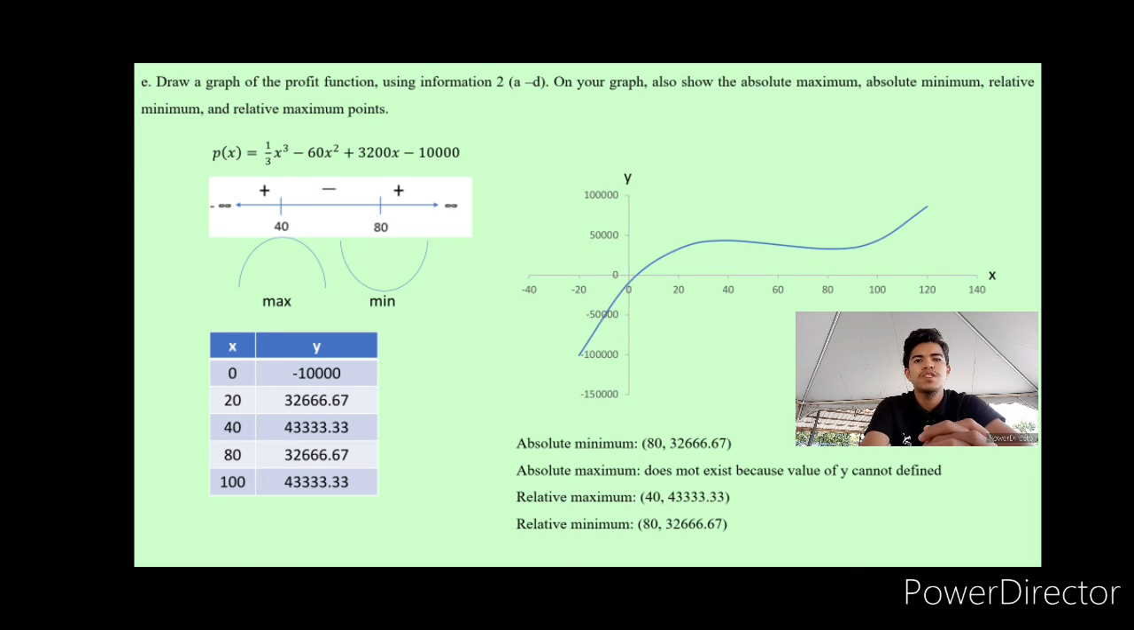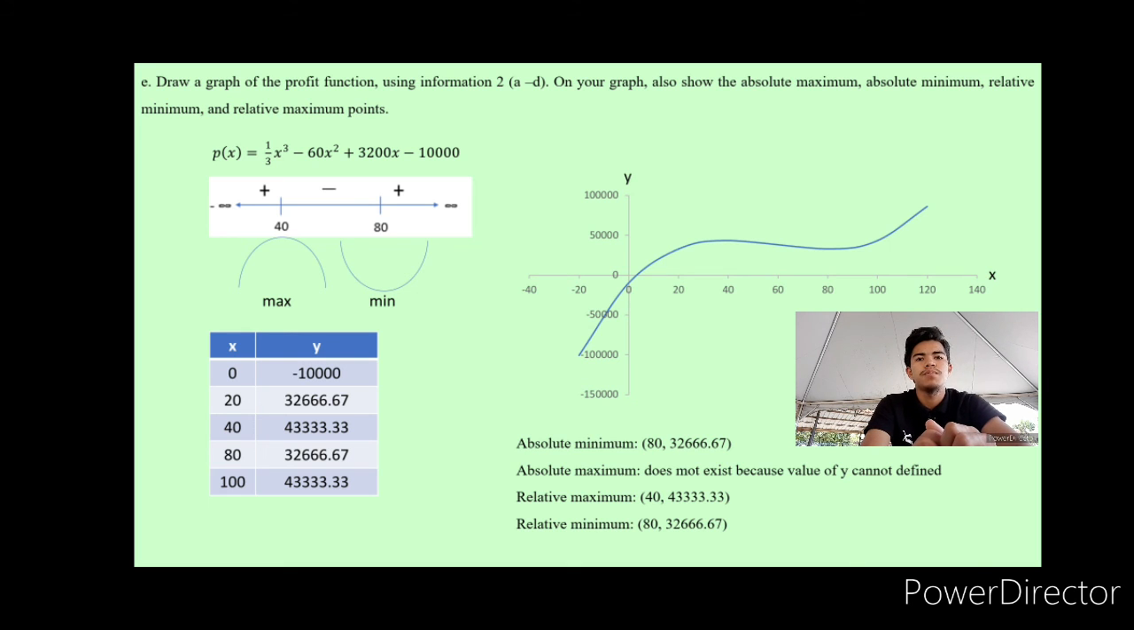To find the absolute minimum, we need to find the minimum point from the graph. We see the minimum point is 80 and 3266.67. For the absolute maximum, we cannot define the value of y because the value of y after 120 is infinity.